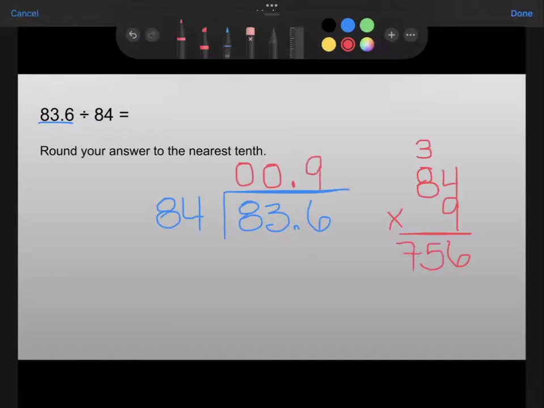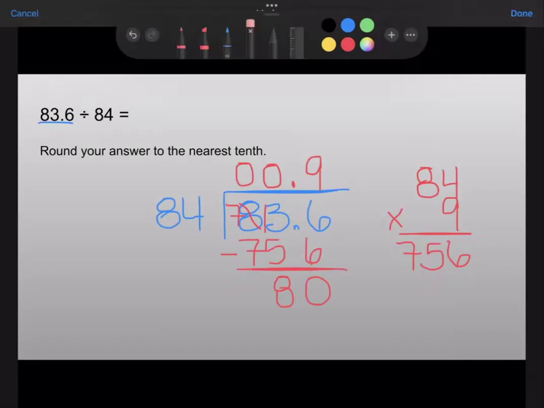So I'm going to put the 9 there and then 756 here. And when I subtract it, I end up with a 0 there. I have to make this a 7 and this a 13. So that gives me 80 left over. Okay. And now that's a clue that I got as close to it as I could, because the number I got when I subtracted is less than the number I'm dividing by. So that means I'm right on track.